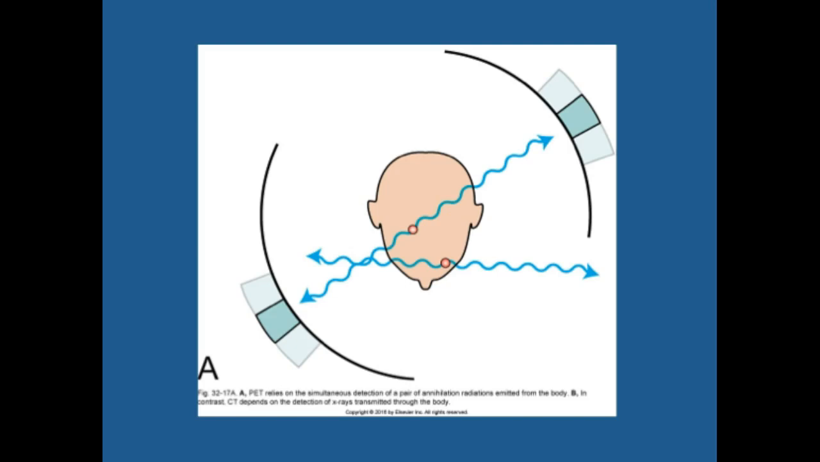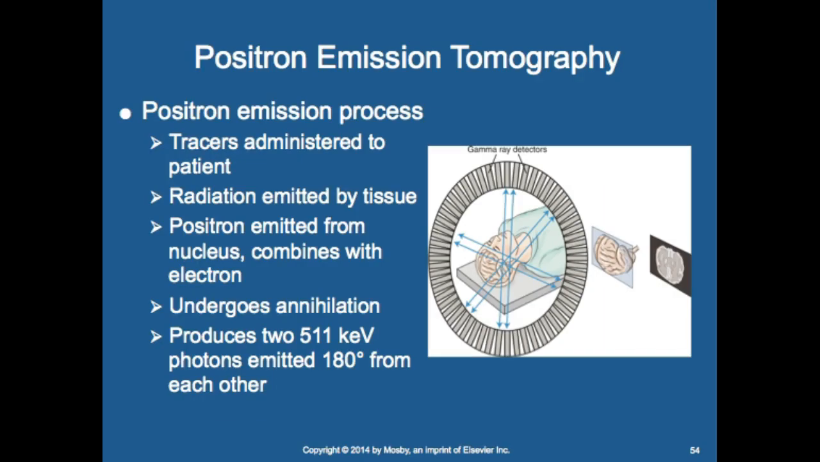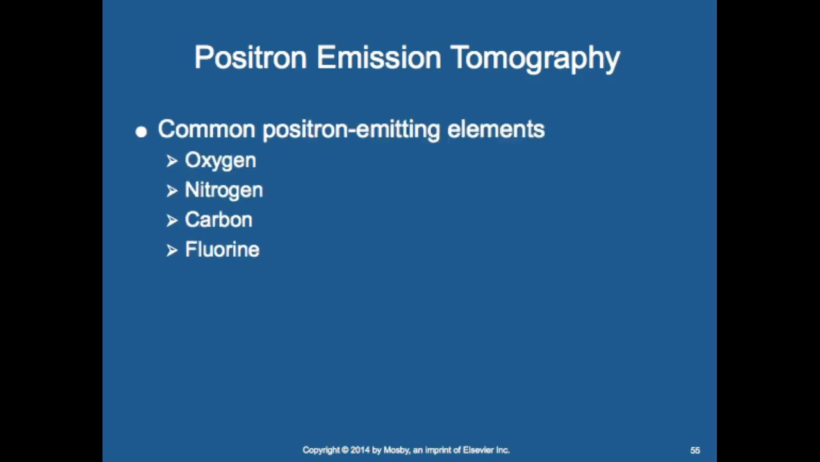So here's the basics. You have isotopes that are given off and intercepted by the receptor, and then you have your CT scan also. So the positron emission process: tracers are administered to the patient, and radiation is emitted from the tissues. A positron emitted from the nucleus combines with an electron and undergoes annihilation. Sound familiar? It produces two 511 keV photons emitted at 180 degrees from each other. So that is the basic principles.